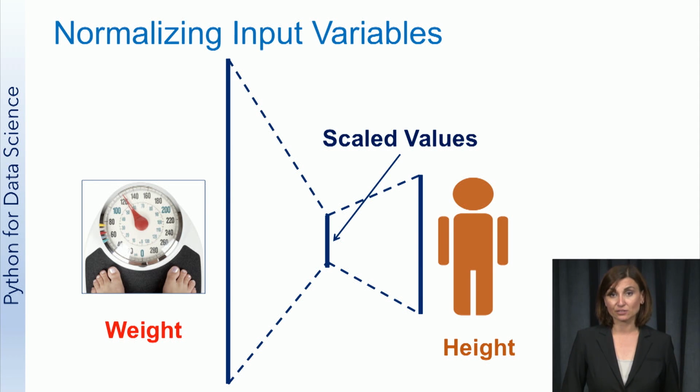Scaling is necessary when you have variables that have very different scales, such as weight and height. The magnitude of the weight values, which are in pounds, will be much larger than the magnitude of the height values, which are in feet and inches. So scaling both variables to a common value range will make the contributions from both weight and height equal.